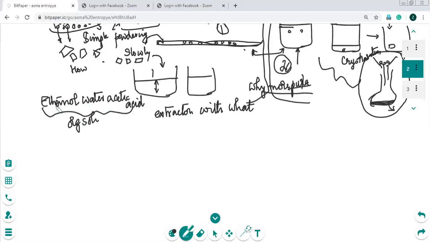But look here. Here is ethanol, here is water, here is acetic acid. All the three are totally miscible. Got it? Yes, sir. Miscible with what? With water. We use acetic acid in the kitchen. What's the name? Vinegar.